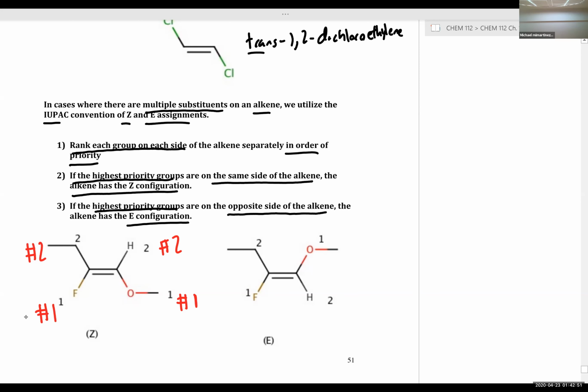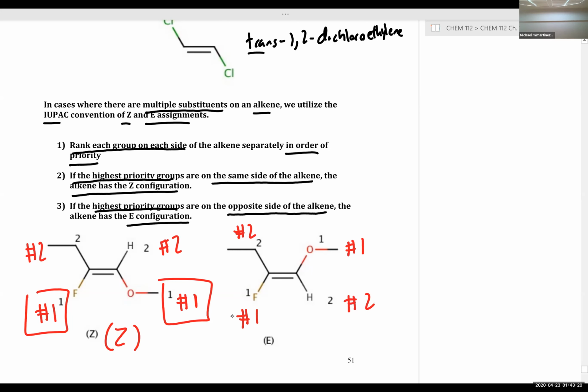Now, my question to all of you is, are our highest priority groups on the same or opposite sides of the alkene? Are they both on the bottom side of the alkene? Same side, so we call this Z. Now comparatively, in this case, we have our same priority assignments. And now, are our high priority groups on the same or opposite sides in the structure on the right? Opposite. So we call this an E alkene.